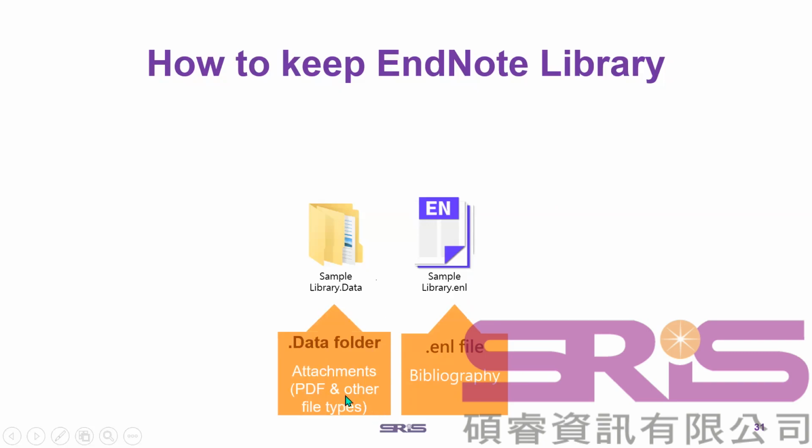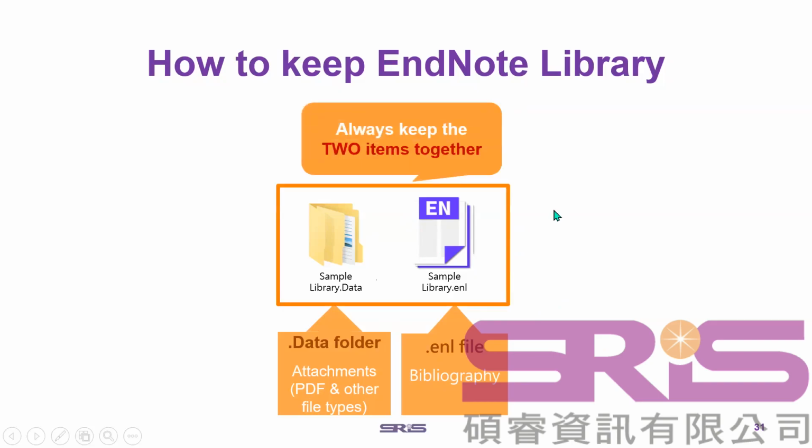It stores all the attachments like PDF, PowerPoint, Excel, and other kinds of files in your data folder. And the first time, it will have them linked to each other. So these two files are both the library parts. If you want to take out your library, please always keep these two items together.